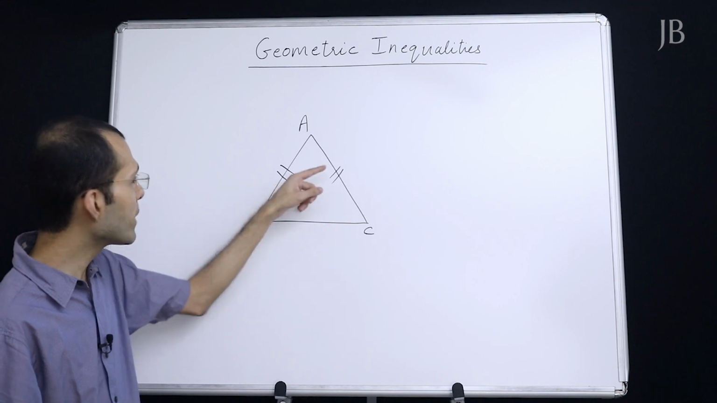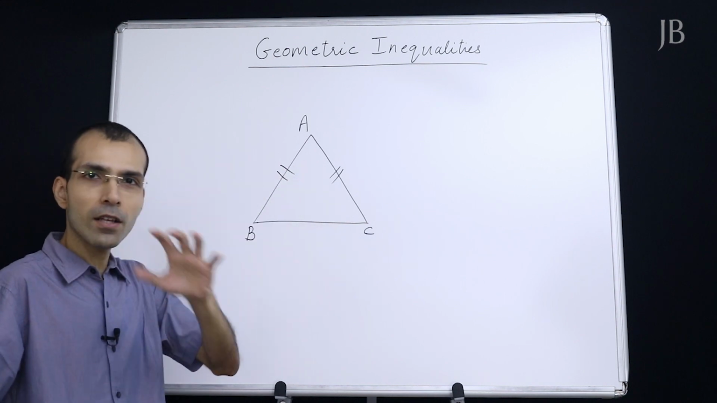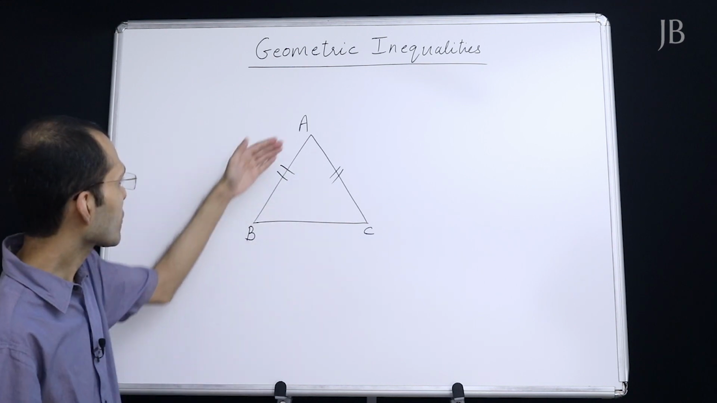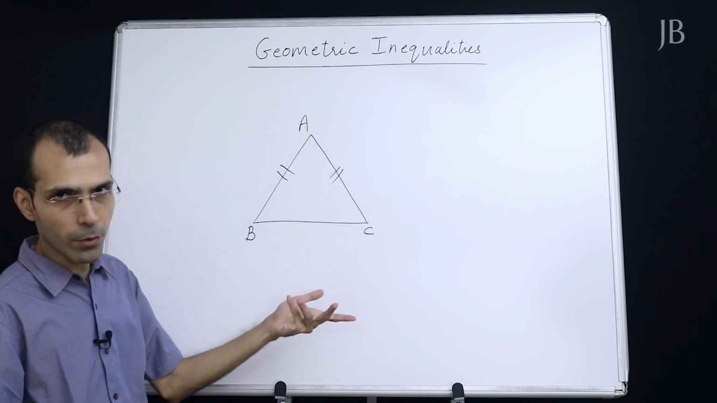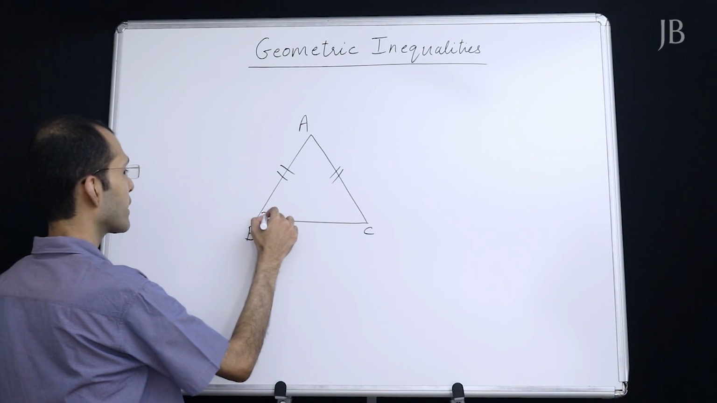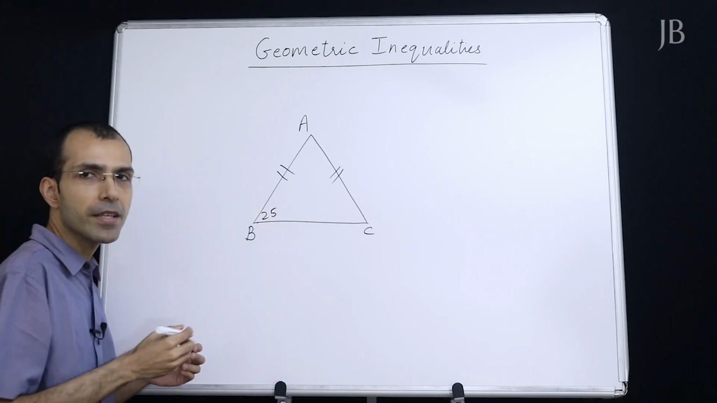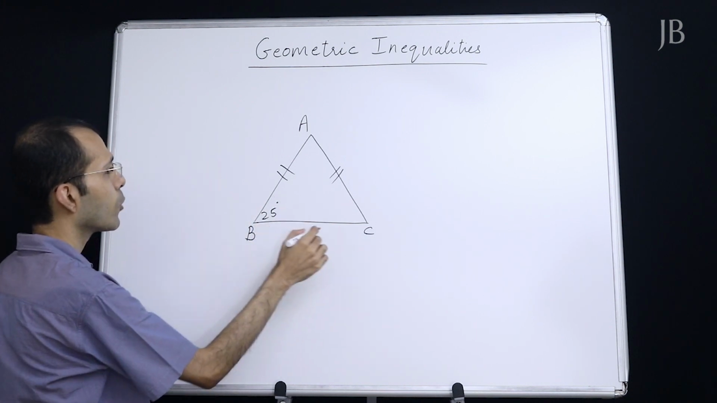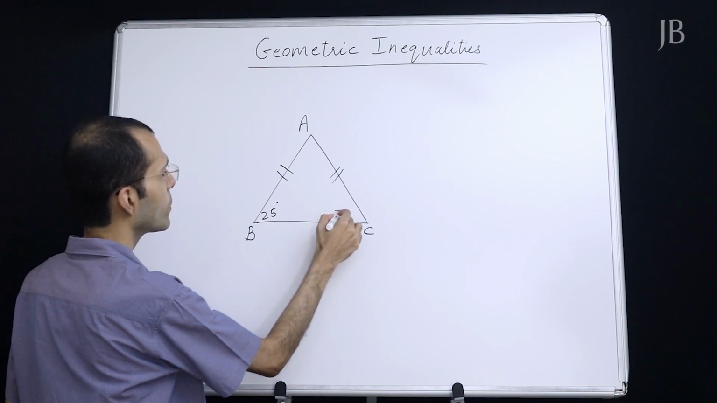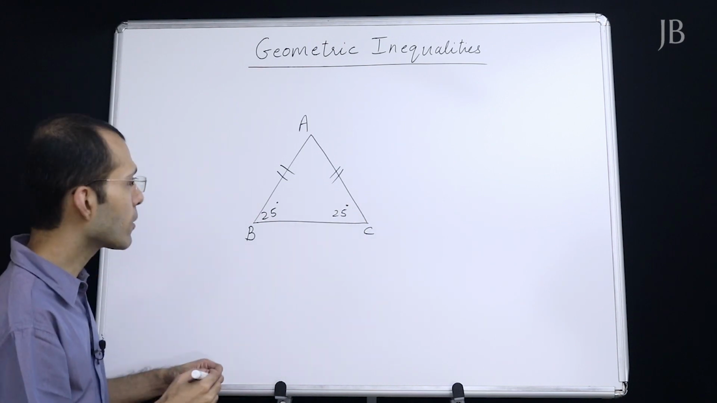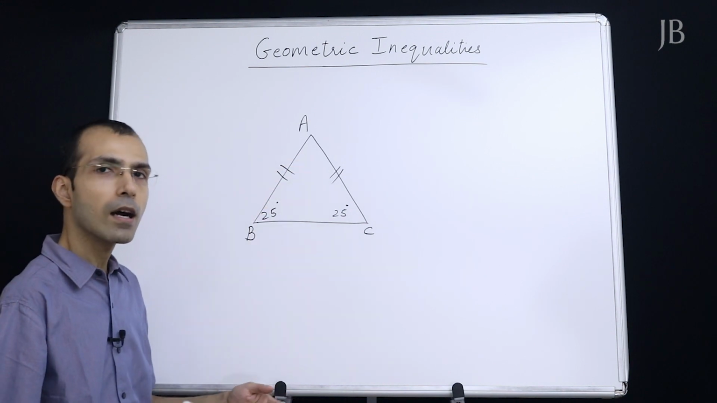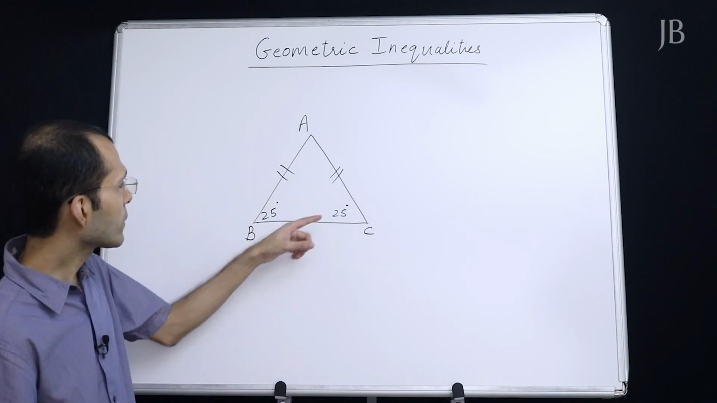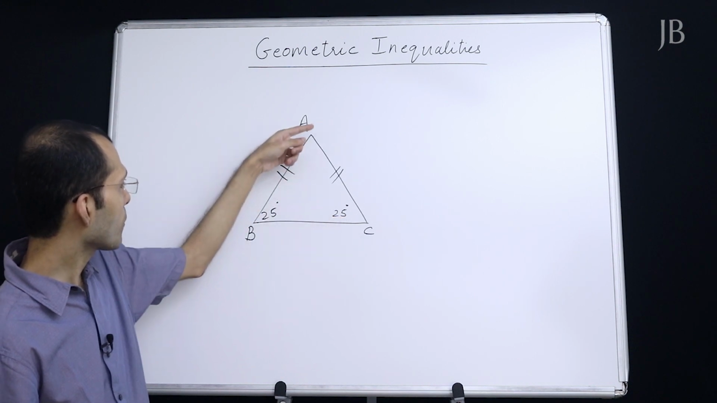Angles opposite to them also will be equal. This fact you are well versed with. Okay, so ABC is an isosceles triangle. AB and AC are equal. Suppose this angle, angle B, is 25 degrees, how much will be angle C? 25 degrees. Because angles opposite to equal sides are equal. Now this 25 degrees is opposite to AB.